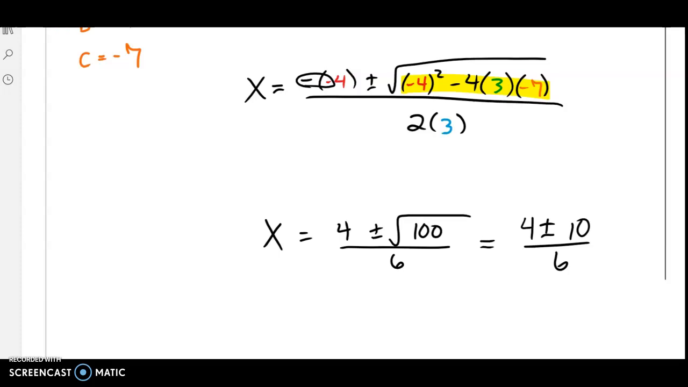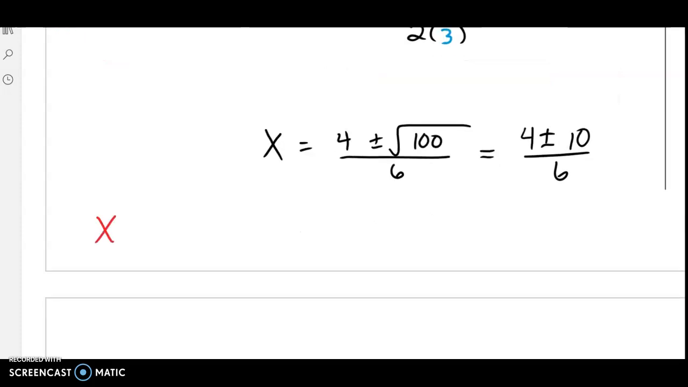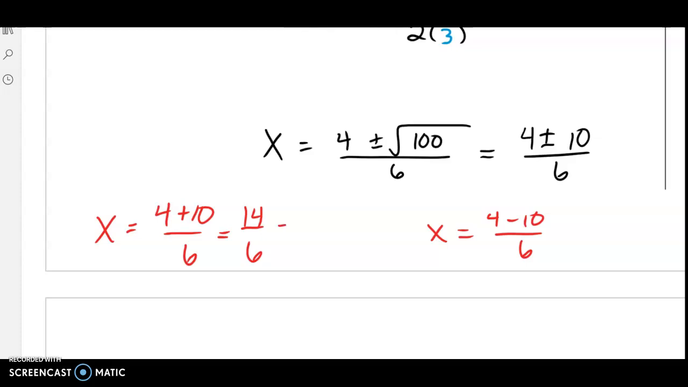Now let's go ahead and split these into 2 answers, right? One of them is 4 plus 10 divided by 6, and the other one is 4 minus 10 divided by 6. Let's look at both of them. 4 plus 10 is 14, so now we're doing 14 divided by 6. Since 6 cannot divide into 14, we're just going to reduce the fraction to 7/3. Over on the right, 4 minus 10 is negative 6. And when we divide it by 6, we get negative 1. So those are our two solutions.